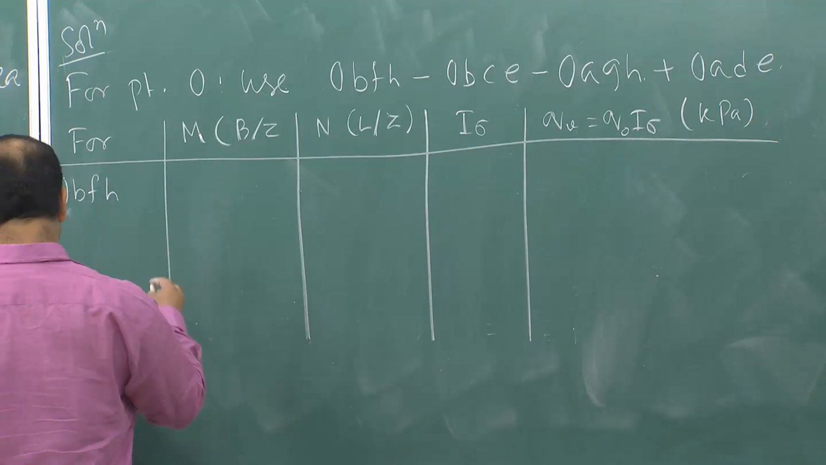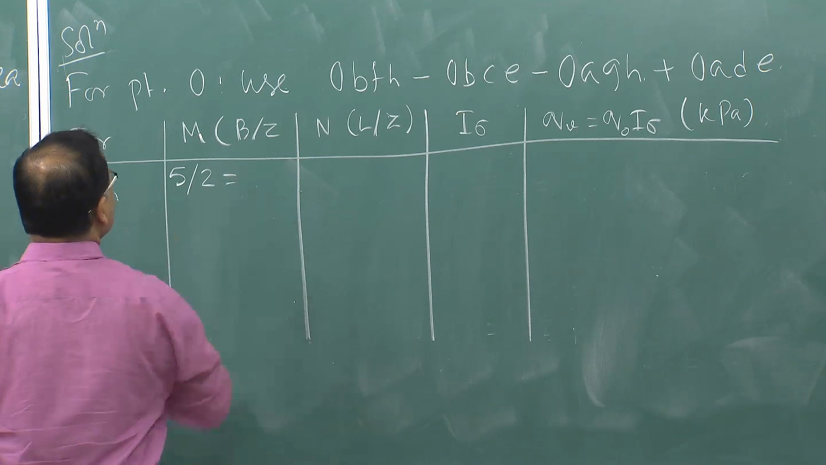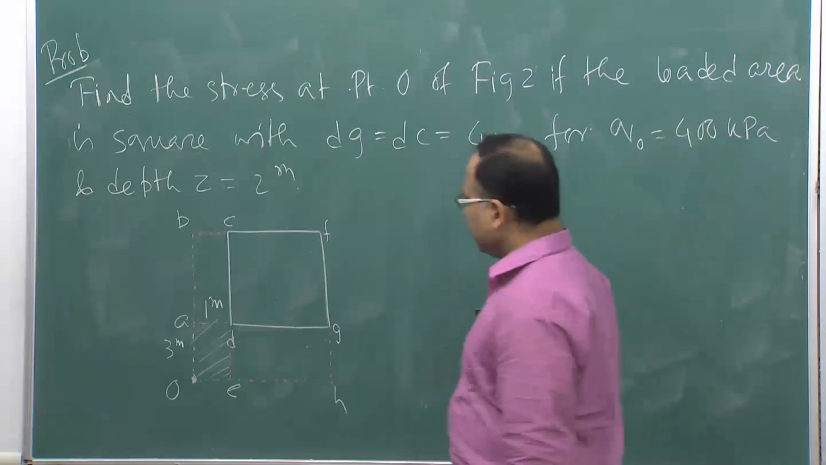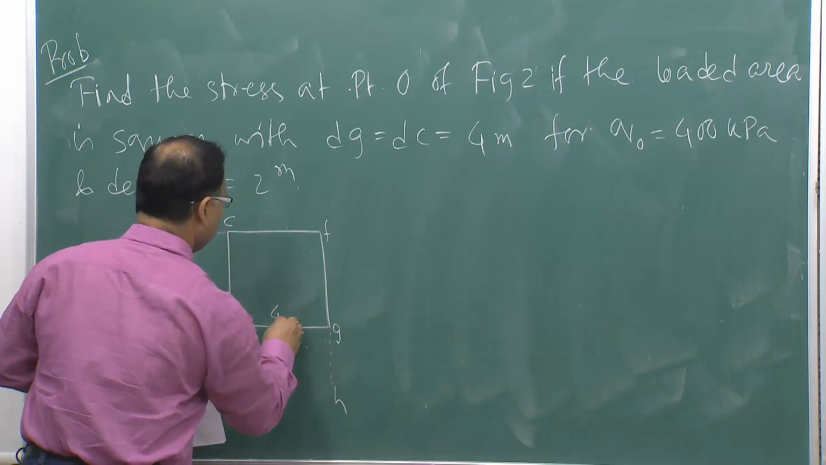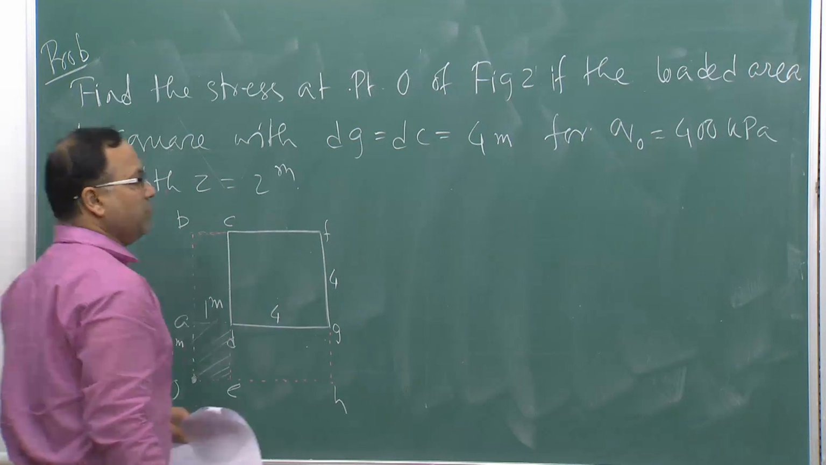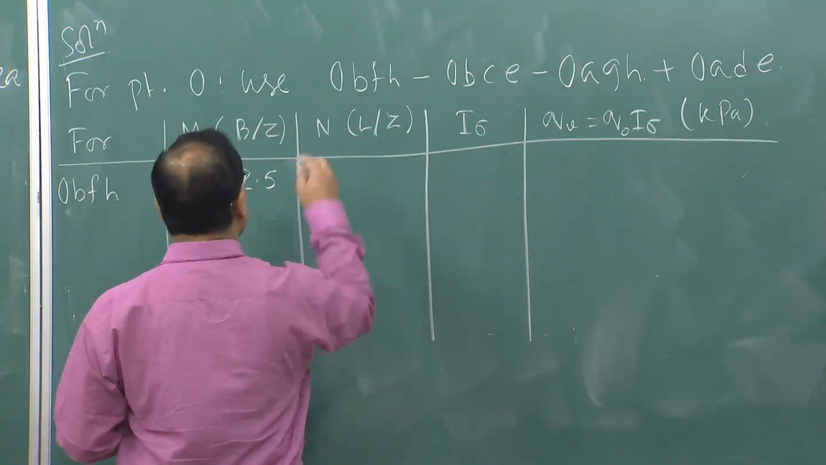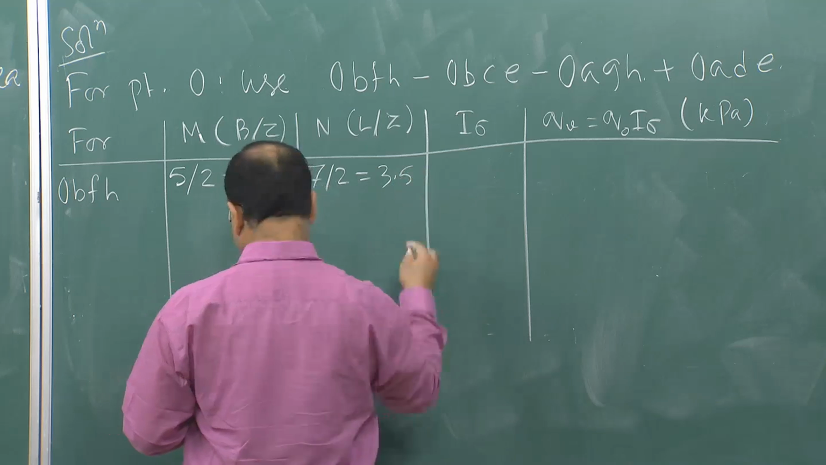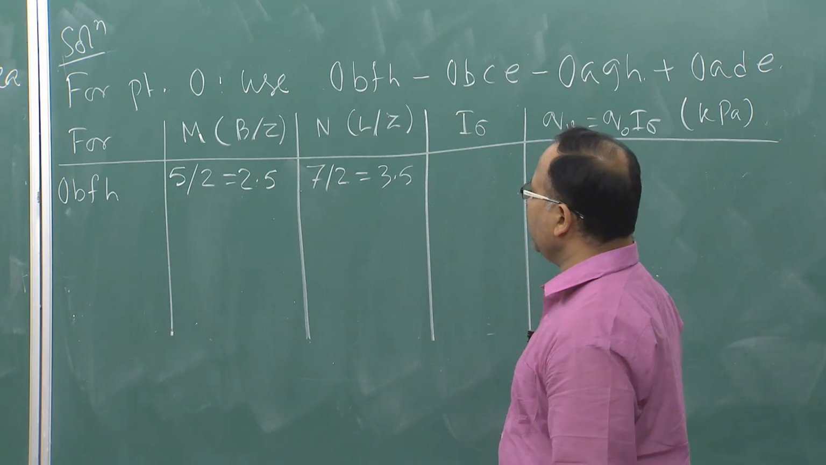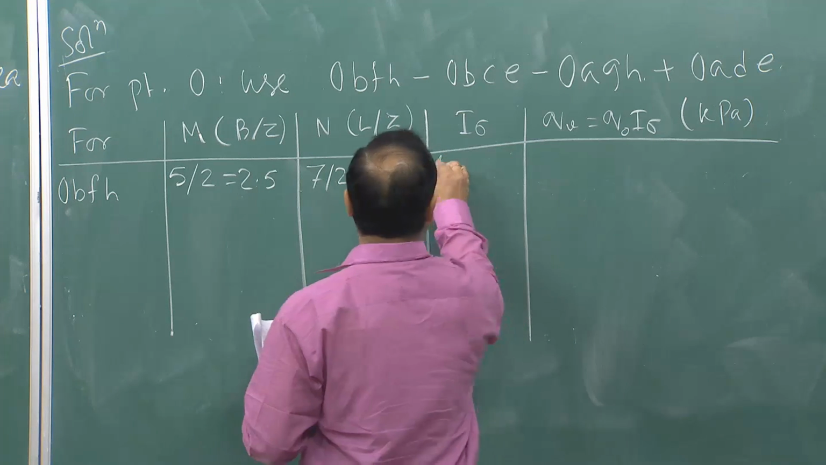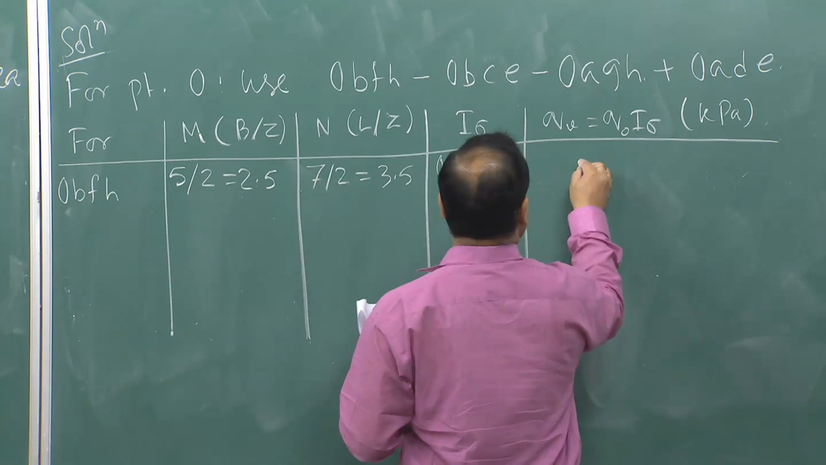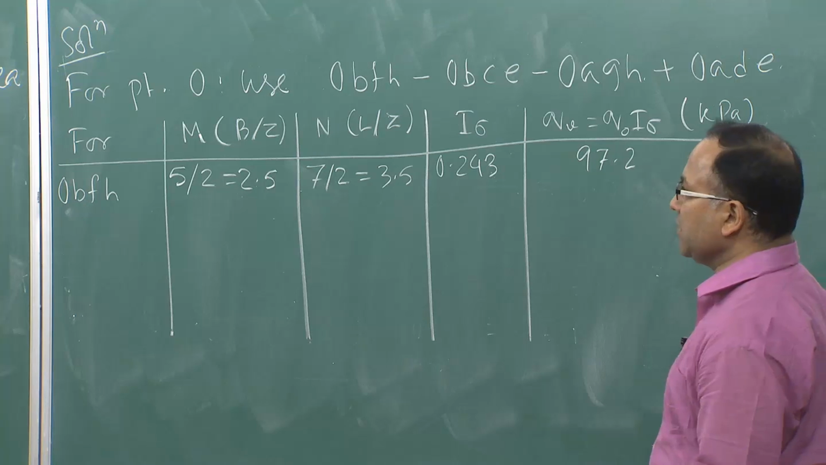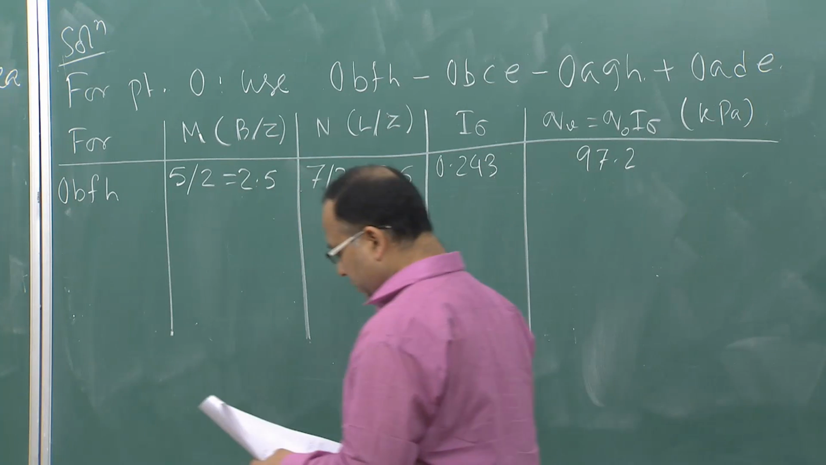The value of B is 5 meter, so B by Z will be 5 by 2, which is equal to 2.5. How is it coming 5? This is your 4 meter by 4 meter, 4 plus 1, so 5 meter is coming as B. And what is L? 7 by 2, 4 plus 3, so that comes as 3.5. For M equal to 2.5, N equal to 3.5, I will be getting I sigma equal to 0.243. So Q naught I sigma is 97.2. Q naught is given, that is 400 kPa, already given in the problem.